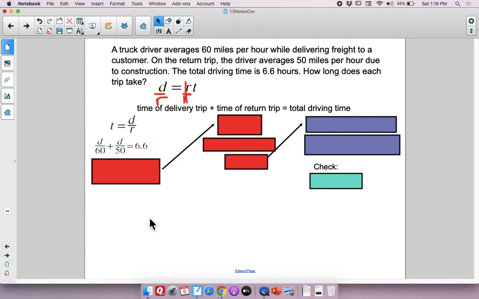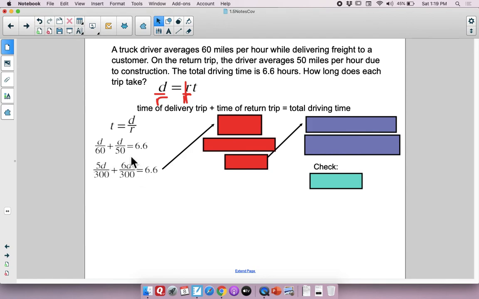Okay, so now we need to solve this. We've got like terms here, don't we? We have d to the first, d to the first. In order to add these fractions, what do you have to have? Hopefully you said a common denominator. So 300 is a common denominator, right? What did I multiply this fraction by? 5 over 5, right? So I get 5d over 300, and this one by 6 over 6. I get 6d over 300.